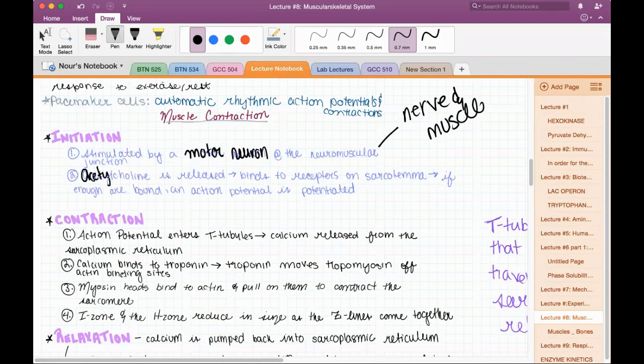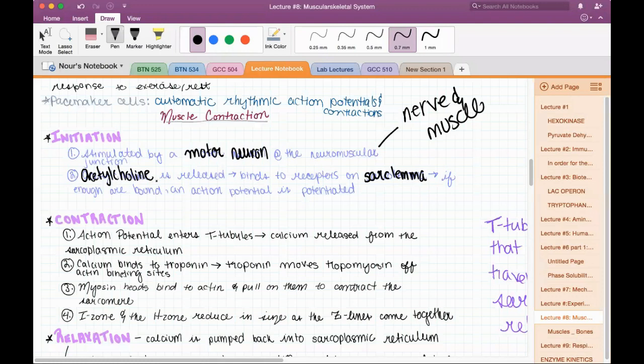If you did your hormone review, I'll do a lecture on hormones eventually, but you should know what this is. Acetylcholine is released, and then it binds to receptors on the sarcolemma. Do you remember what sarcolemma is? Sarcolemma is basically another way of saying cell membrane for a skeletal muscle.